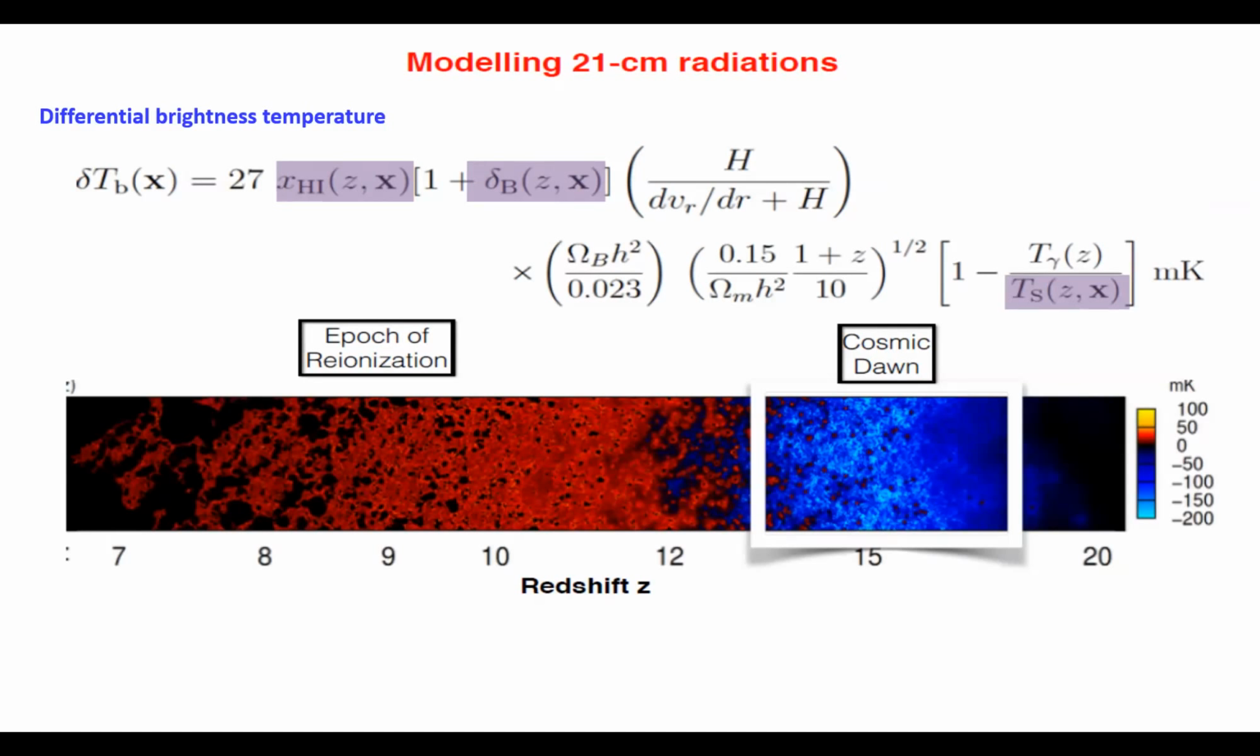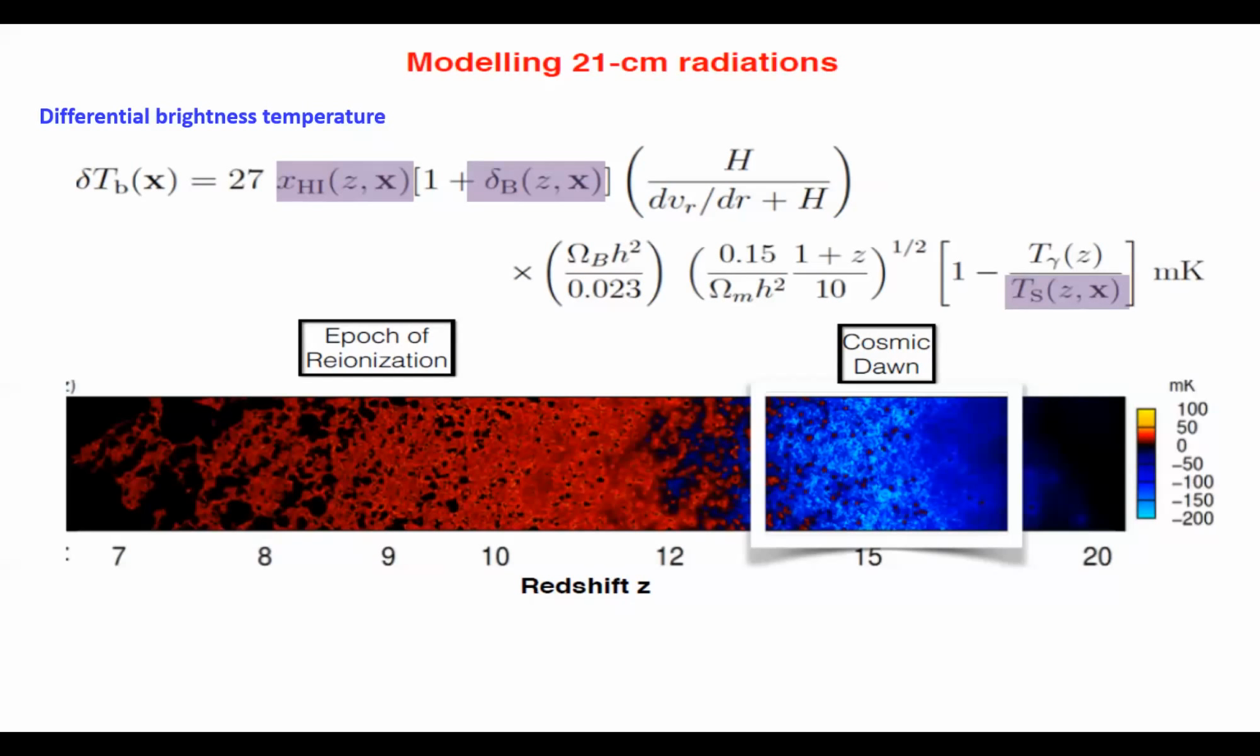Okay, so I'm not going into that because there is a separate set of lectures by Avinash who will discuss how to simulate, what are the different steps for simulations. So he will discuss that. My goal here is to discuss the processes that change this delta TB, particularly the line of sight effects that change this delta TB, as well as the various statistical quantities.